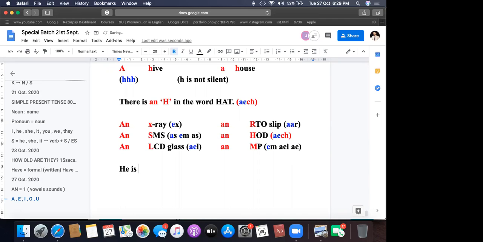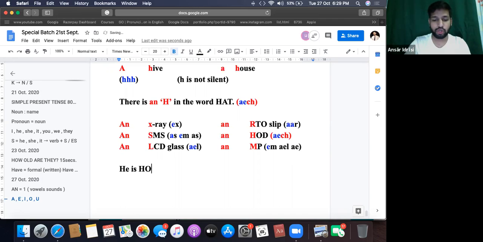So I'm writing here both of them. He is an HOD of our college. So he is, see here, I have not put anything there. He is an HOD of our college. Next one, he is a head of the department of our college.